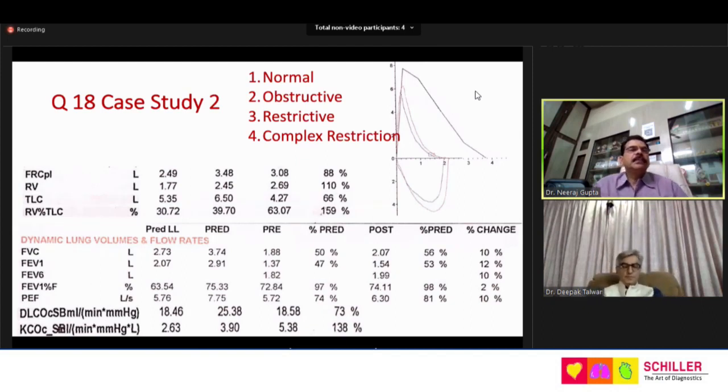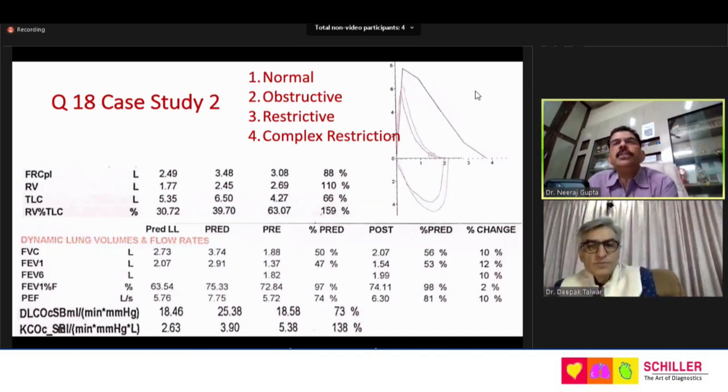Yeah. So have a look at first the spirometric parameters: FVC, FEV1 and FEV1 FVC ratio. 50% for FVC pre, 47% FEV1 and FEV1 FVC ratio 97%. Peak expiratory flow is normal. So we can expect a restrictive disorder here. You can also have a look at the graph which is given. So we can expect a restrictive disorder.